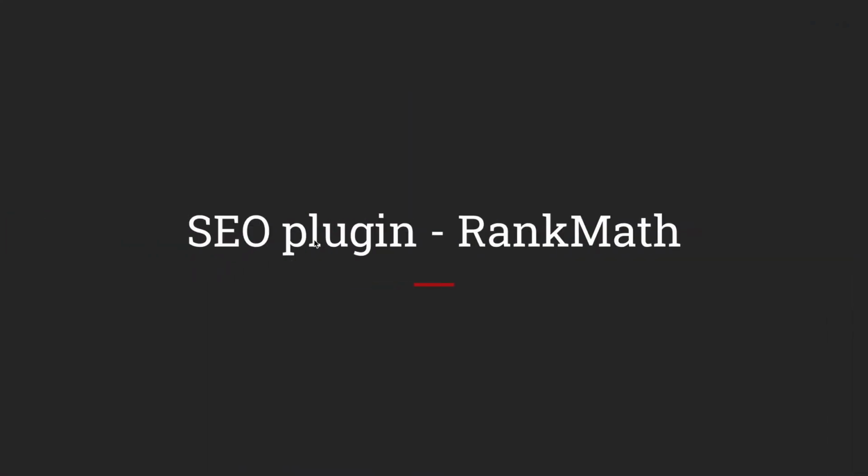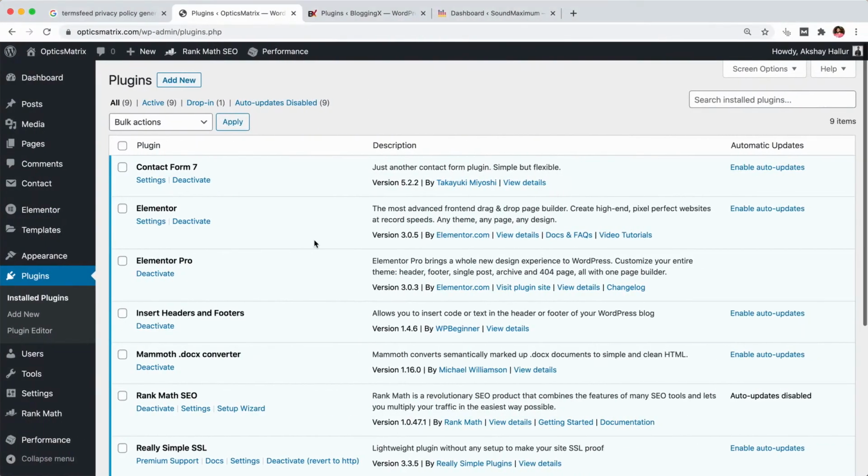And the second plugin is an SEO plugin. For a very long time, Yoast SEO was the plugin that I was using, and it was the most used plugin for SEO purposes. But now things have changed, right? So Rank Math is the best SEO plugin, right? So I have installed Rank Math on Optics Matrix.